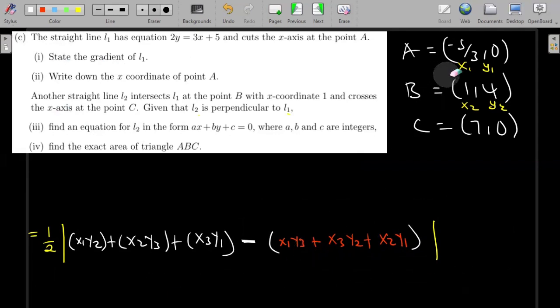So our x1, y1, we get it from here. Our x2, y2, we get it from there. Even our what? x3, y3. All right, so let's put them in this formula.